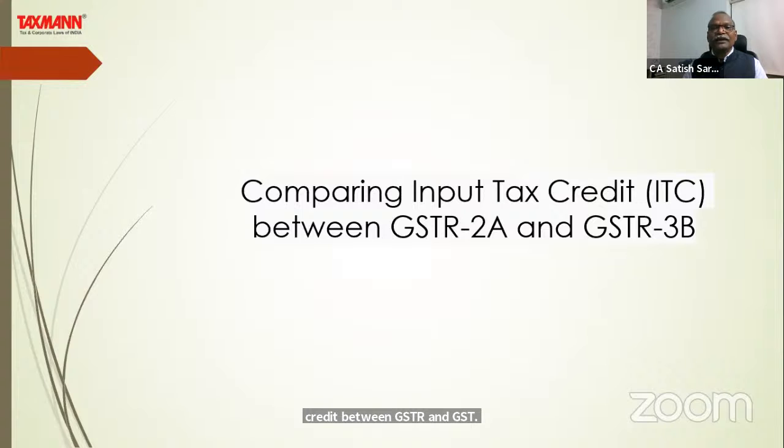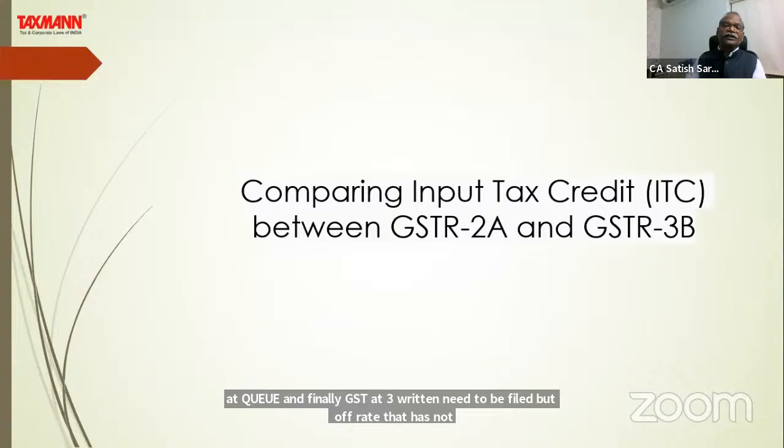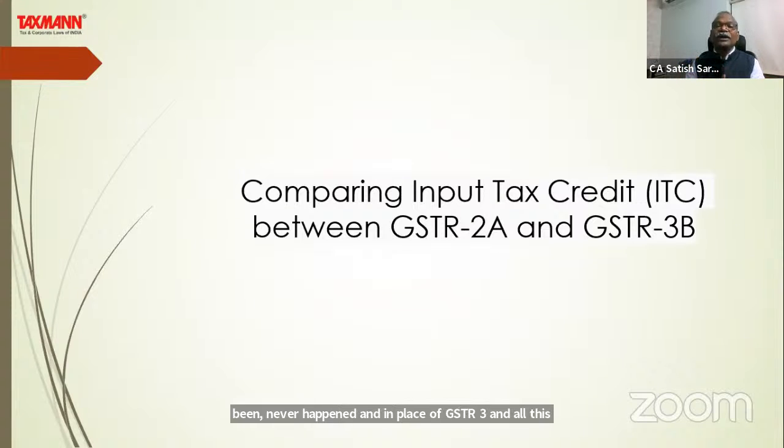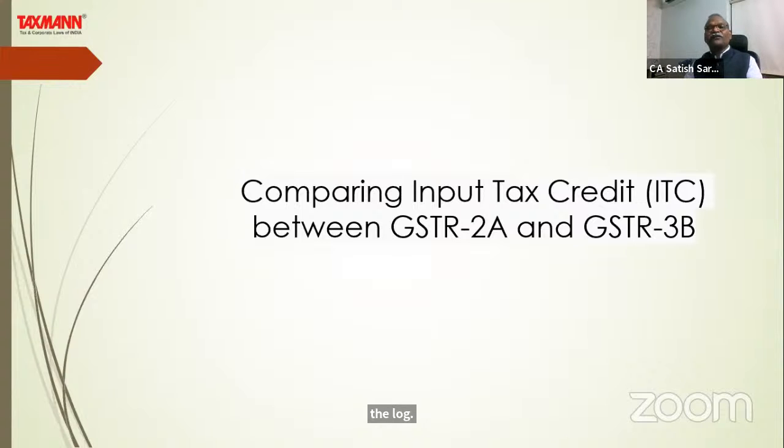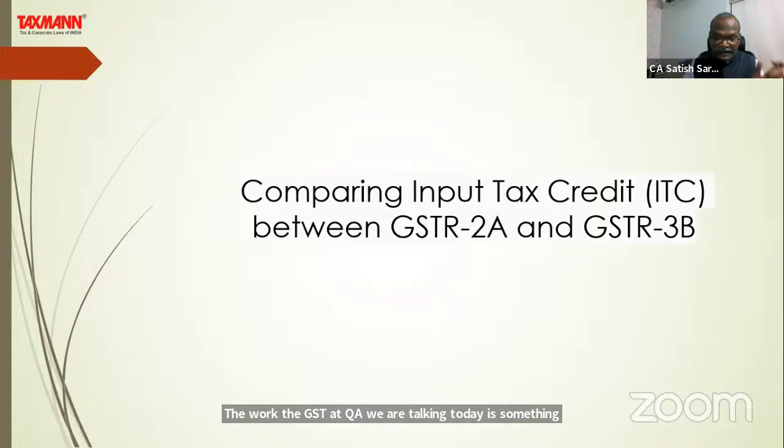Initially, in 2017, when the law was introduced, there was a system of GSTR 1, GSTR 2, and GSTR 3. After filing GSTR 1 by the supplier, the data in GSTR 1A was planned to go to the recipient. Then any amendment made by the recipient would be communicated to the supplier in GSTR 2A, and finally the GSTR 3 return needed to be filed. But of late, that has never happened. In place of GSTR 3 and all this process, GSTR 1 and GSTR 3B have been introduced by the law. The GSTR 2A we are talking about today is something different from what was initially planned.